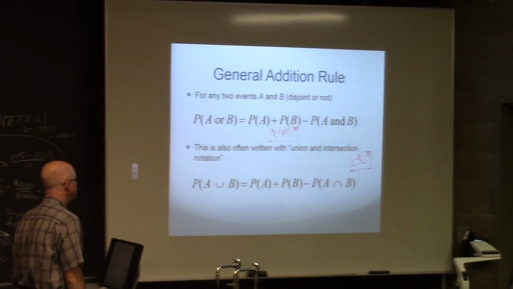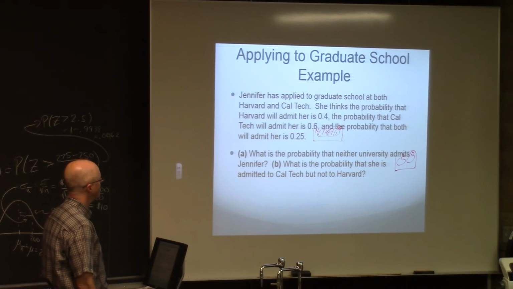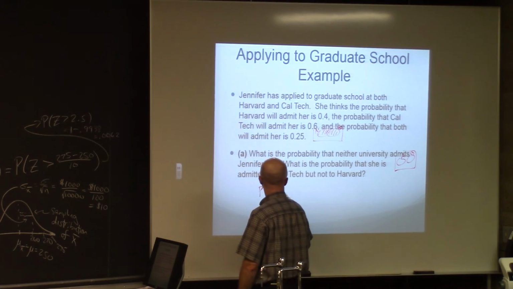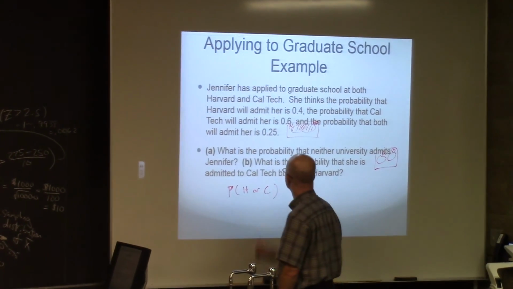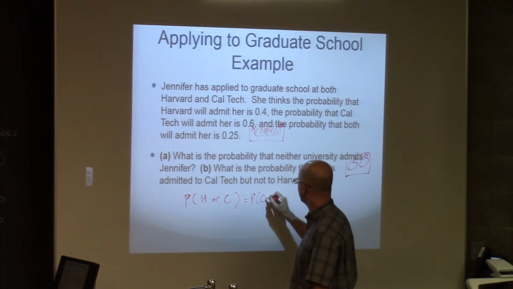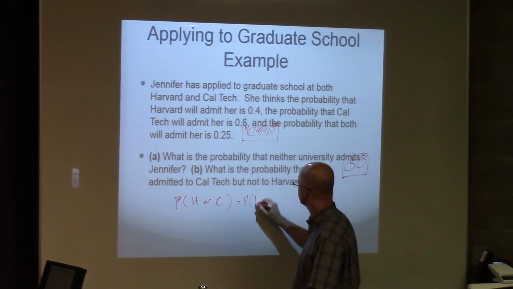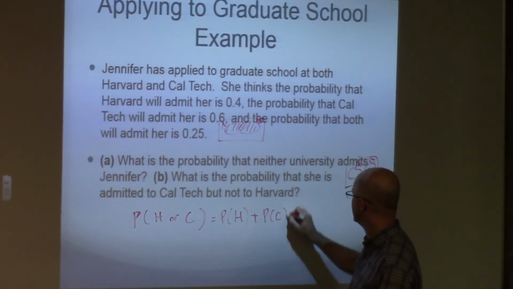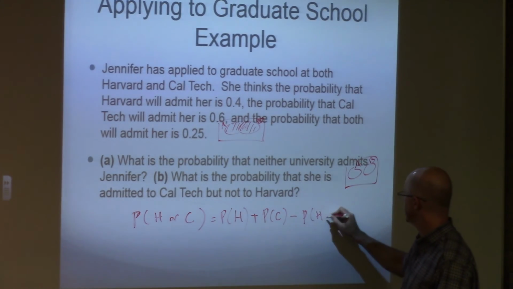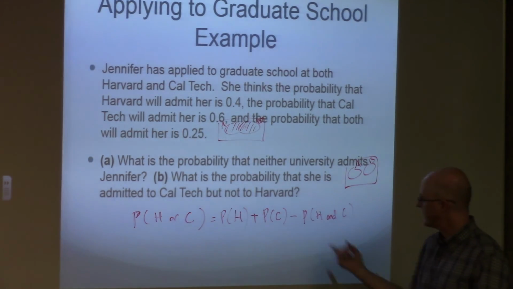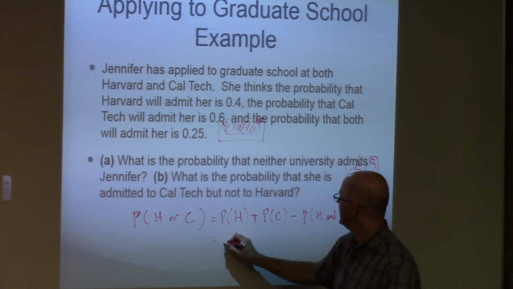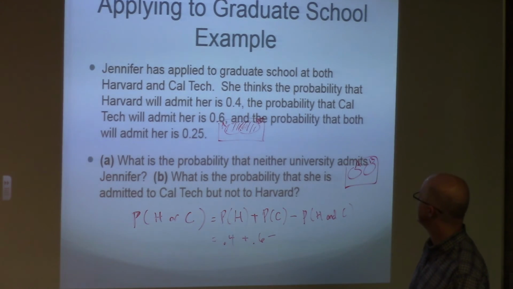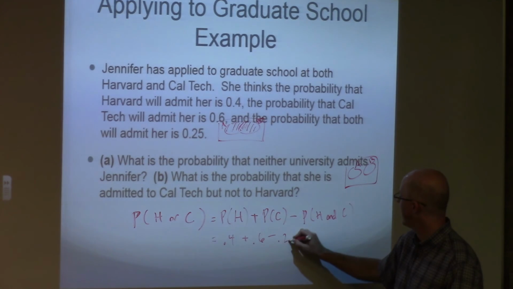In terms of the last problem that we just did, the probability that she's admitted to Harvard or Caltech could be figured out with the formula that I just showed you on the other slide, this general addition rule. It's the probability that she's admitted to Harvard plus the probability that she's admitted to Caltech minus the probability that she's admitted to both. And this information is in what we're given. The probability of being admitted to Harvard was 0.4. The probability of being admitted to Caltech was 0.6. The probability that she's admitted to both is 0.25.